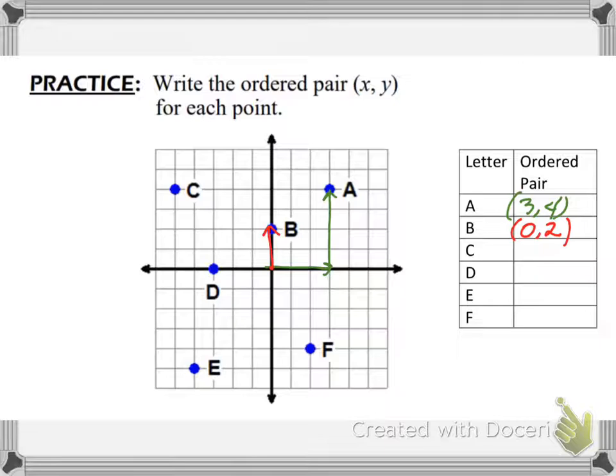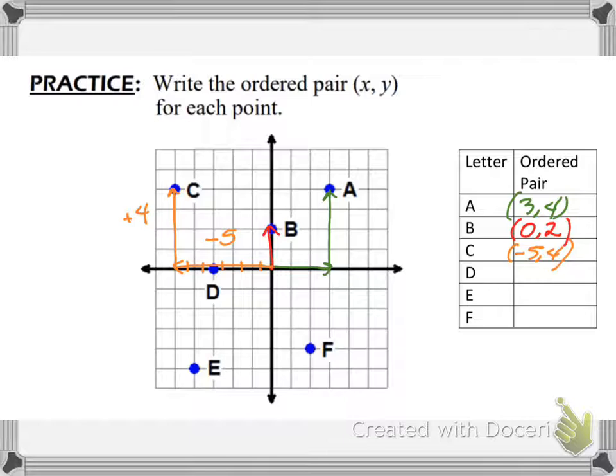All right, C. I start at the origin. This time I'm going to the left 1, 2, 3, 4, 5 units, and then I'm going up 4 units. So I move to the left 5 and up 4. So my ordered pair is (-5, 4).